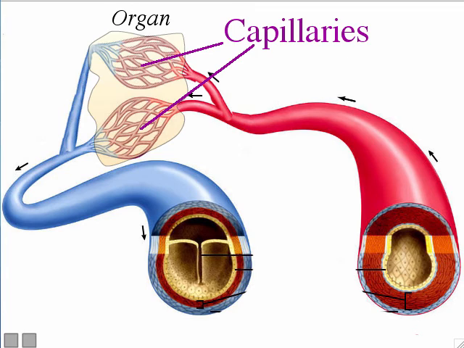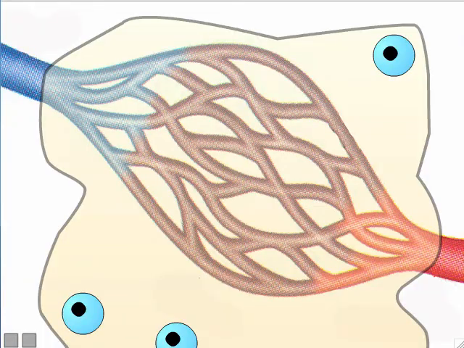Those are the capillaries. And incidentally, you can see the capillaries are arranged almost like a spider web, a matrix of capillaries. Those are called capillary beds. So you would say this is a capillary bed and that's a capillary bed, but the individual tiny tubules of the capillary beds are the capillaries. Anyway, let's zoom in on one of these capillary beds.